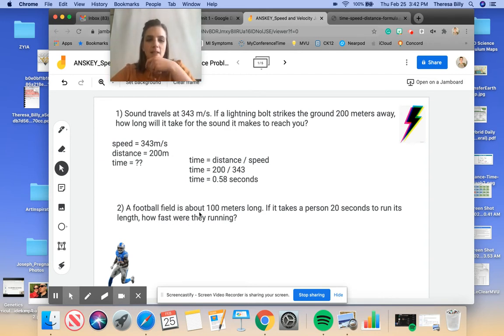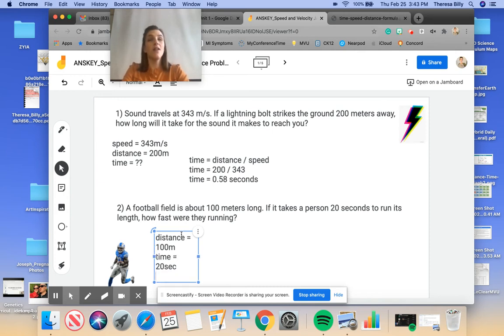It says a football field is about 100 meters long. If it takes a person 20 seconds to run its length, how fast were they possibly running? So again, you've got to ask yourself, what are we given in the problem? Let's look at some numbers here. 100 meters, is that speed, distance, or time? Meters is a measure of distance. 100 meters. Okay. If a person takes 20 seconds, that is a measure of time.